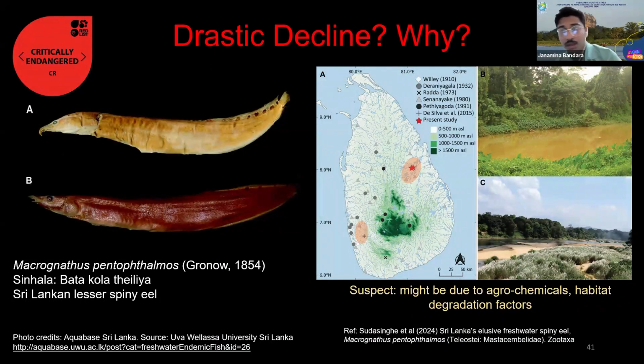The reason the scientists assume is the drastic habitat transformation from swamps and marshes into agroecosystems like paddy fields. So the agrochemicals may have an effect on this species' distribution. We do not know for sure, but we can say there's a drastic decline because of this transformation.